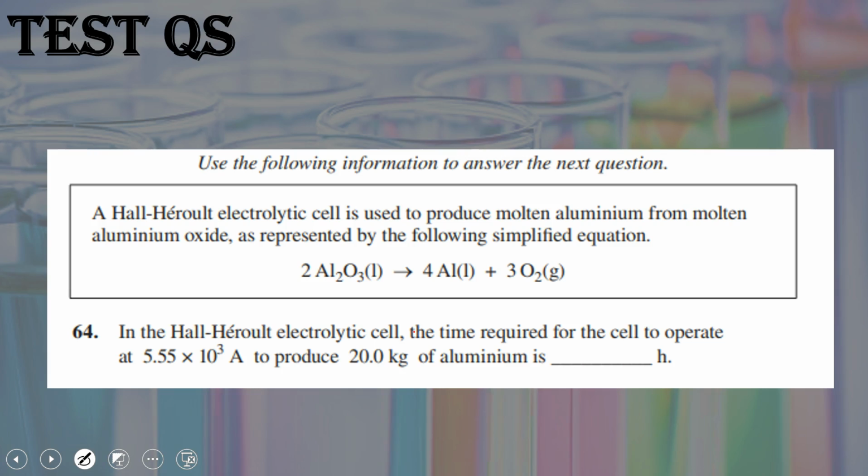All right, so here is an example where it would matter. A Hall-Héroult electrolytic cell is used to produce molten aluminum from molten aluminum oxide, as represented by the following reaction. In the Hall-Héroult electrolytic cell, the time required for the cell to operate at 5.5 times 10 to the 3 amps to produce 10 kilograms of aluminum is what? Now, they give me this balanced reaction, but anytime I'm dealing with amps and trying to figure out what mass or what time there would be, I need to use the half reaction. And so I would actually be using that half reaction they gave me before.